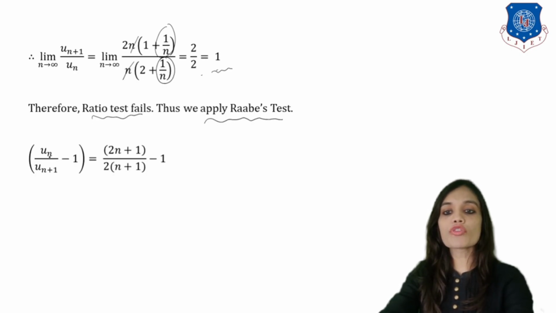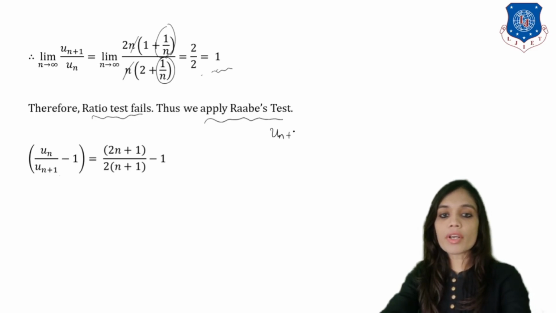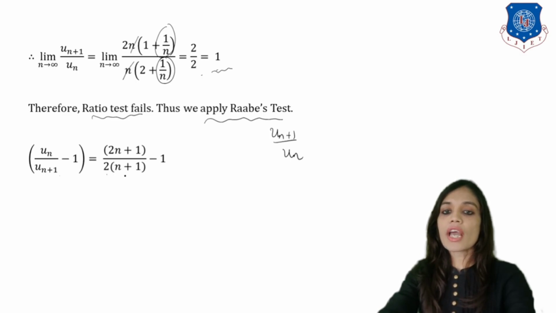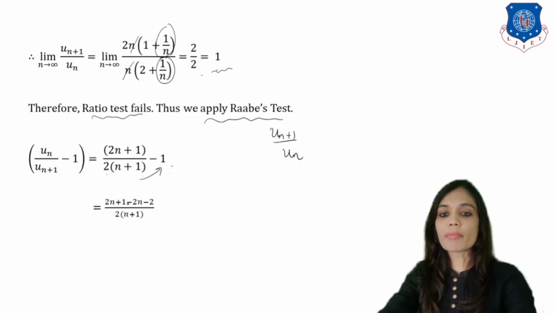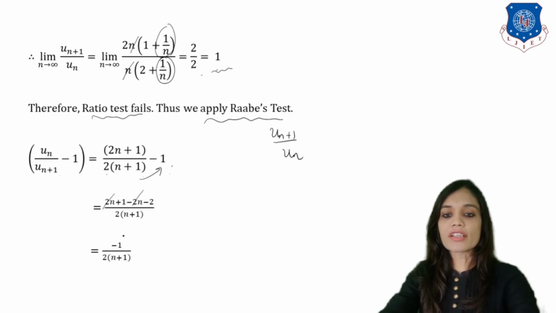So for that we have to find un upon un plus 1 minus 1. Now we already have the answer of what? Un plus 1 upon un. Okay. So we will put that by taking the reciprocal. So you will get (2n plus 1) upon 2 times (n plus 1) minus 1. Now we simplify this. So you will get (2n plus 1) cross multiply minus 2 upon 2 into (n plus 1). Now these two get cancelled out and what will remain? Minus 1 upon 2 into (n plus 1).